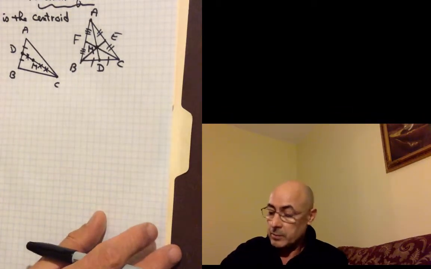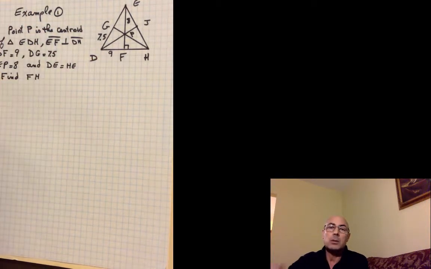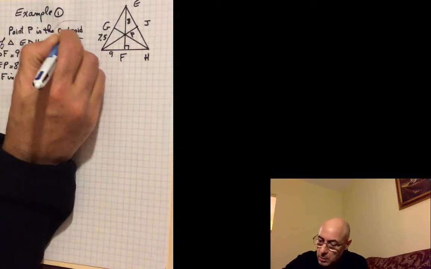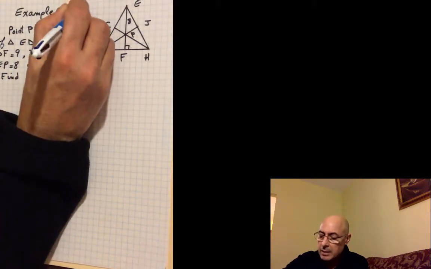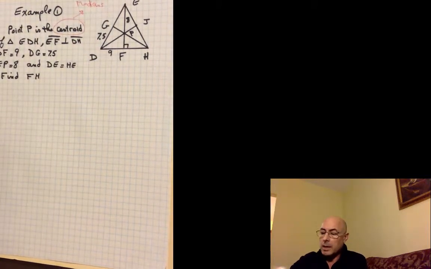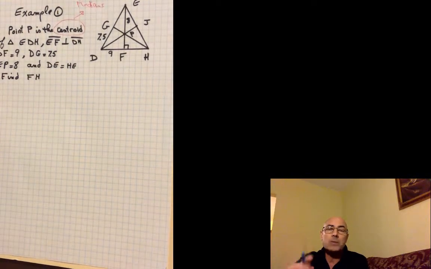Now let's see an example. Okay, here's example 1. Point P is the centroid. You have to stop over here and ask yourself what centroid means. Centroid means where the medians meet. Now, what is a median? A median connects the vertex of the angle to the midpoint of the opposite side.